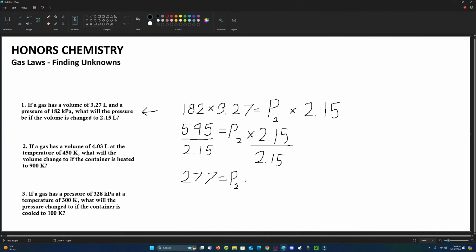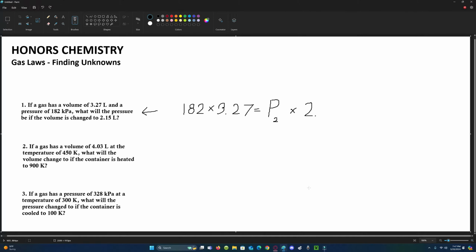Keep in mind, though this looks complete, we're not done yet, because this is not what the question is asking. It's asking what will the pressure be if the volume is changed to 2.15 liters. So in order to fully finish this problem, we need to write down the unit of measurement, which in this case is kilopascals. So the answer would be 277 kilopascals. And that's how you would solve that.